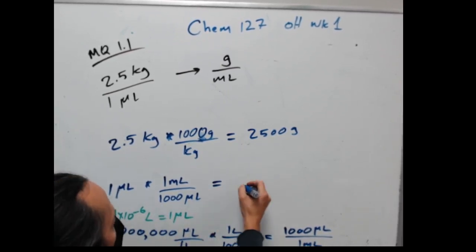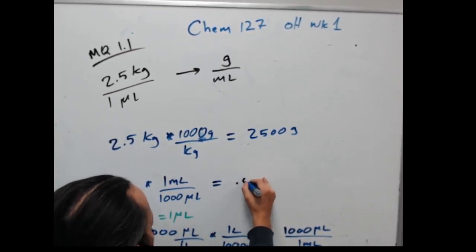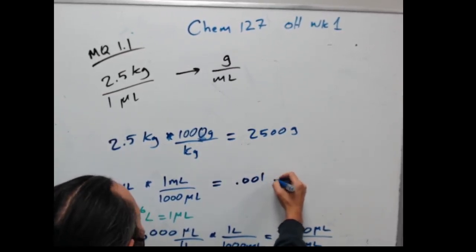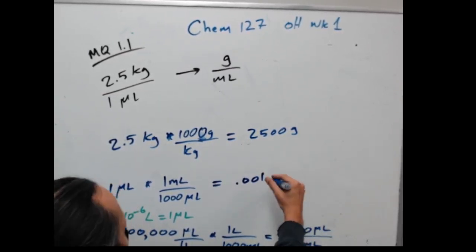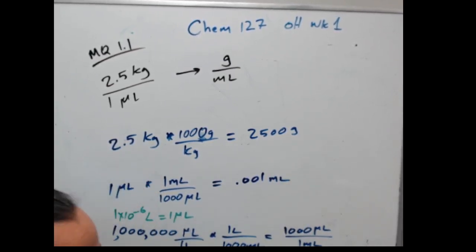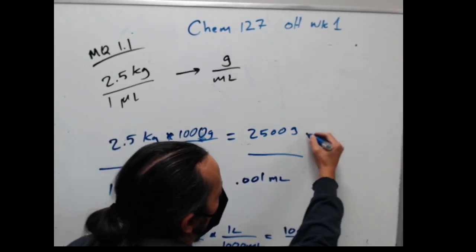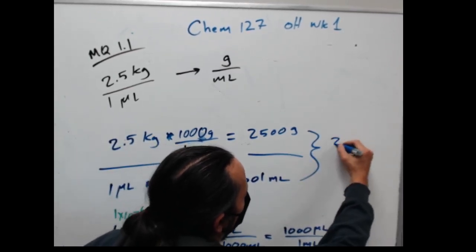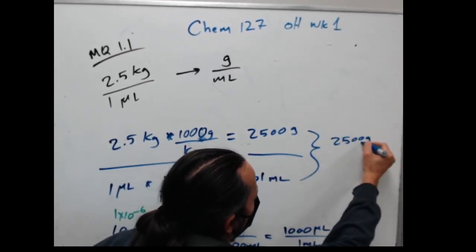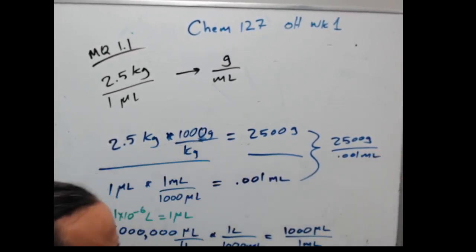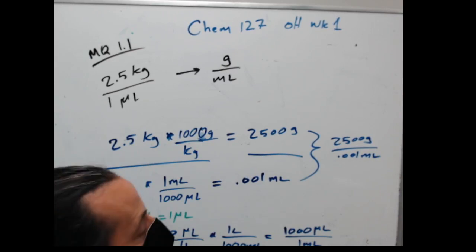This gets us 0.001 milliliters. Right? And then I just have to take these 2 things and divide them by each other. So then I'm going to have 2500 grams divided by 0.001 milliliters. I'm going to plug those numbers in and see what it gives me.